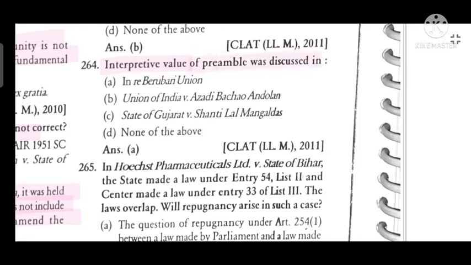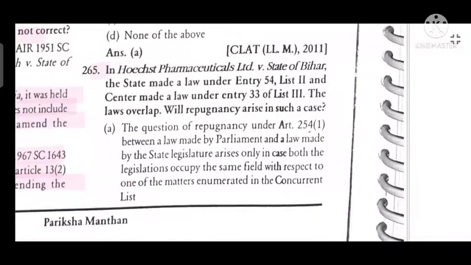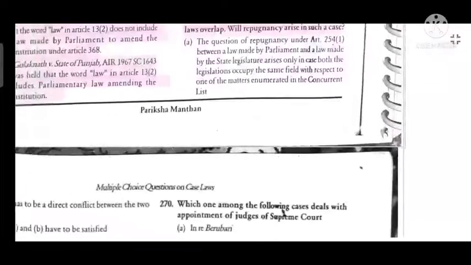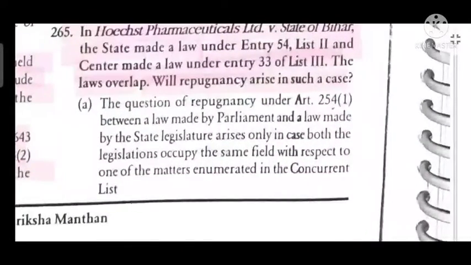Interpretive value of the preamble is discussed in Re-Berubari Union. In Hoechst Pharmaceuticals Limited versus State of Bihar, the state made a law under Entry 54 of List 2 and the Centre made a law under Entry 33 of List 3. The laws overlap. Will repugnance arise in the case if both A and B are satisfied?